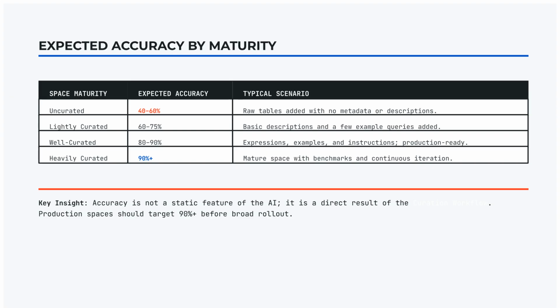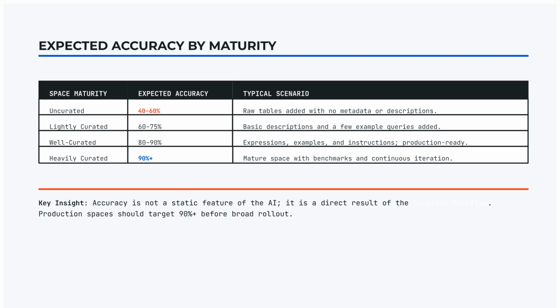So how accurate can you actually expect Genie to be? It depends entirely on your space maturity. Uncurated spaces? You're looking at 40 to 60% accuracy. Not great. Lightly curated? 60 to 75%. Well curated with expressions and examples? 80 to 90%. Heavily curated with continuous iteration? You can hit 90% plus.